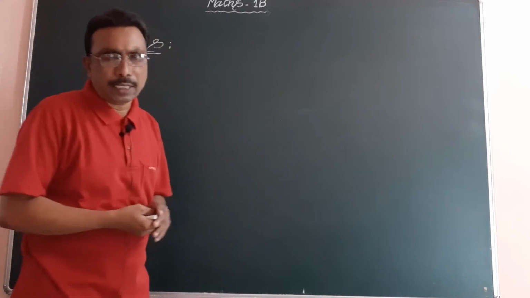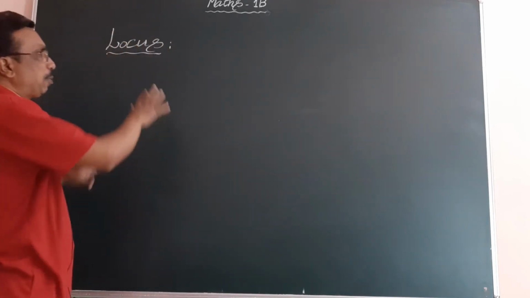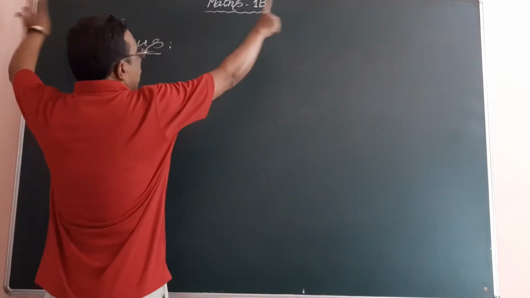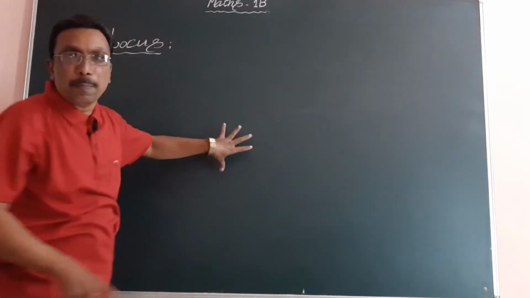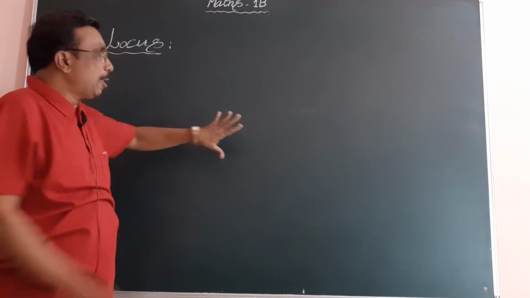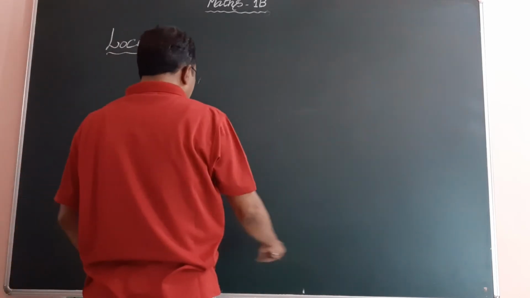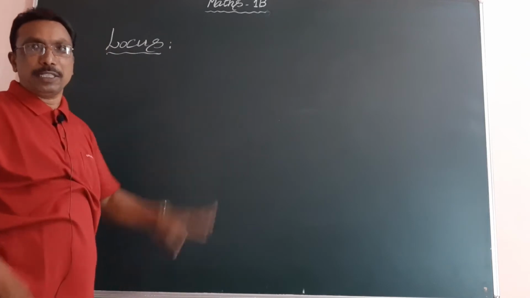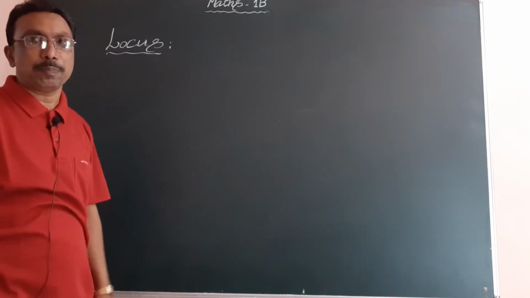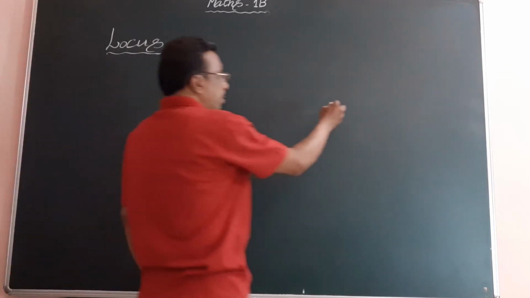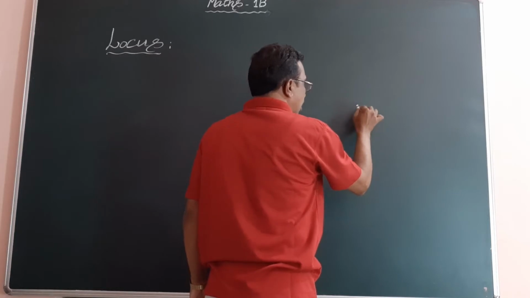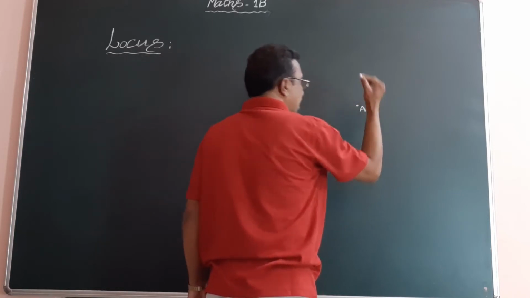What is locus? So observe this one. This is one blackboard. This blackboard is a plane. This plane is consisting of an infinite set of points. Now we take one point. This point is A.